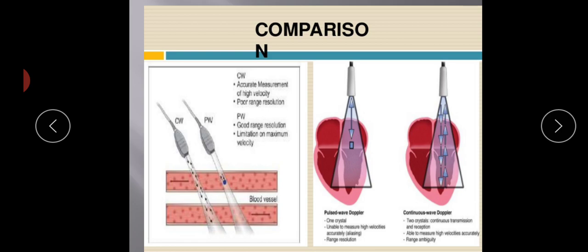In pulse wave Doppler, only one crystal is used. In continuous wave Doppler, two crystals, with continuous transmission and reception. In pulse wave Doppler, it is unable to measure high velocities accurately, and in continuous wave Doppler, it is able to measure high velocities accurately. In pulse wave Doppler, there is range resolution, and in continuous wave Doppler, there is range ambiguity.